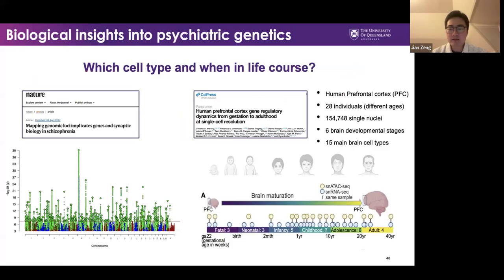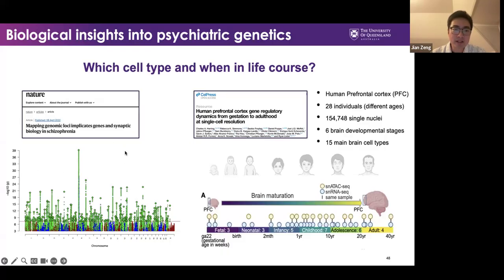This is my last two slides. I just want to showcase one of the results when we apply these methods to gain biological insights into psychiatric disorders, to ask which cell type and in what developmental stage the disease genes and variants act to influence the disease risk. And incorporating these cell type and developmental stage annotations, whether they can improve prediction accuracy.